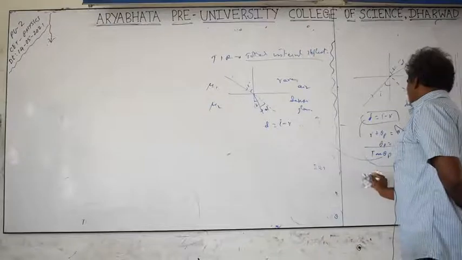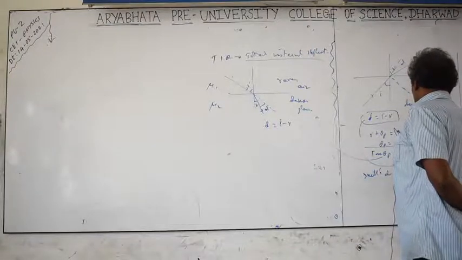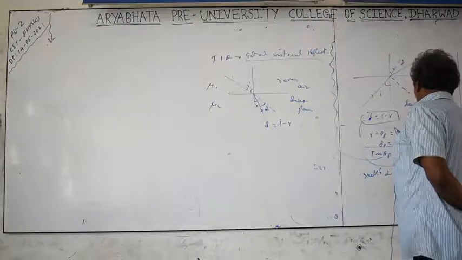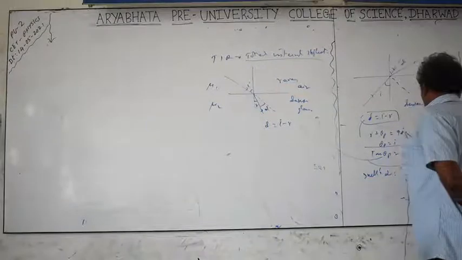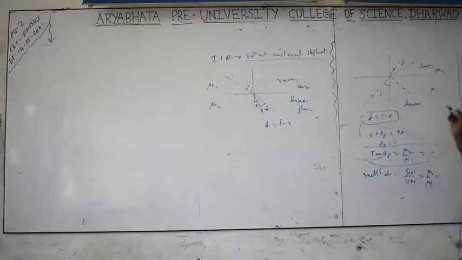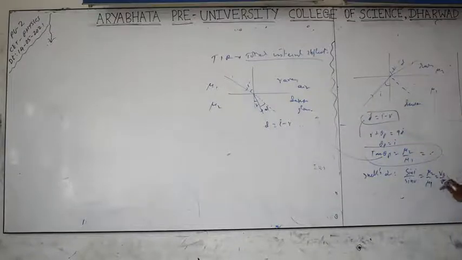Next is Snell's law. What is Snell's law of refraction? sin I by sin R is equal to mu2 by mu1, second medium refractive index by first medium refractive index. Refractive index is inversely proportional to velocity, so it is V1 by V2. V equal to F lambda. Frequency remains constant during refraction and also during reflection. Frequency of light does not change. Color depends on the frequency.